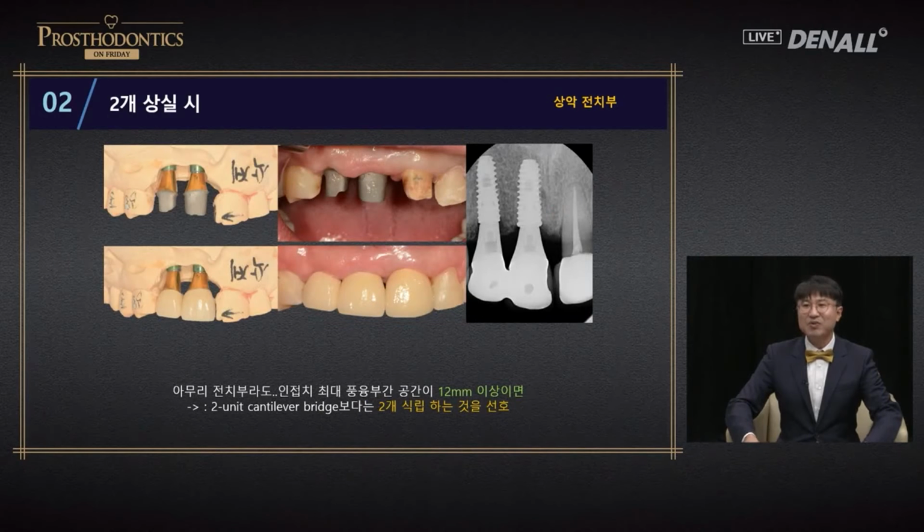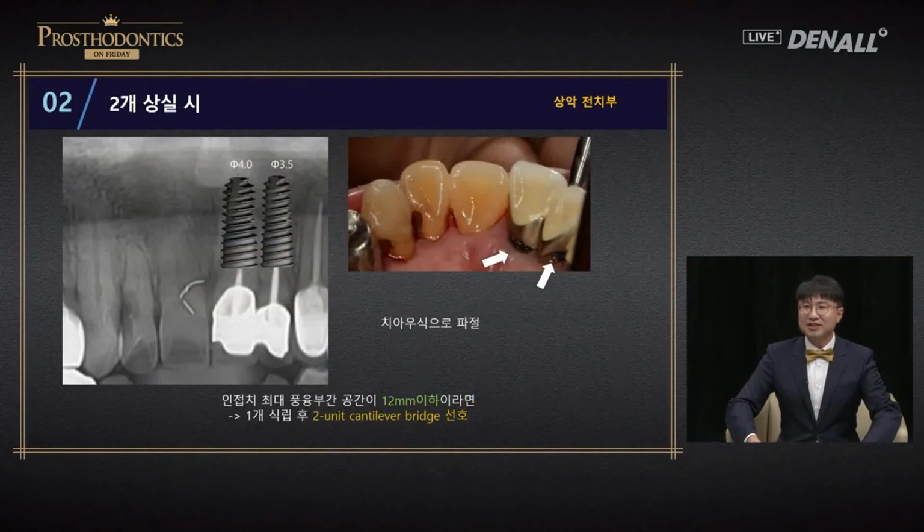Even in the case of an anterior, if the distance with height of contour of adjacent teeth is over 12 millimeter, I prefer placing 2 implants rather than a 2 unit cantilever bridge. Because I use small diameter implants for the anterior, 12 millimeter is okay, even though it is 13 millimeter for the posterior. If the distance is less than 12 millimeter, I place 1 implant and do a 2 unit cantilever bridge.